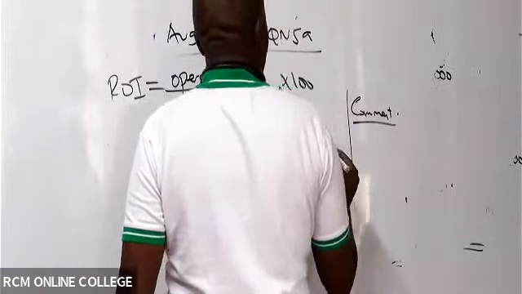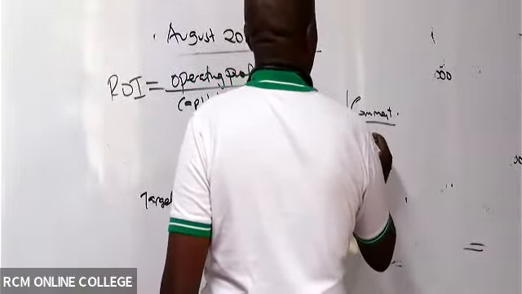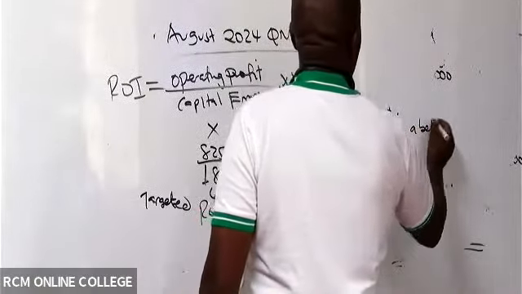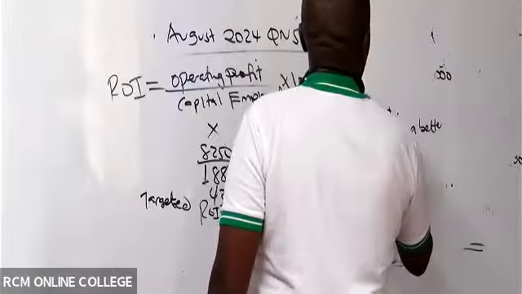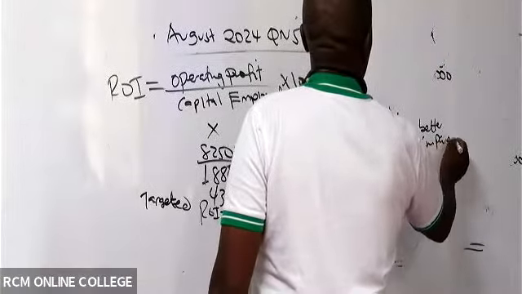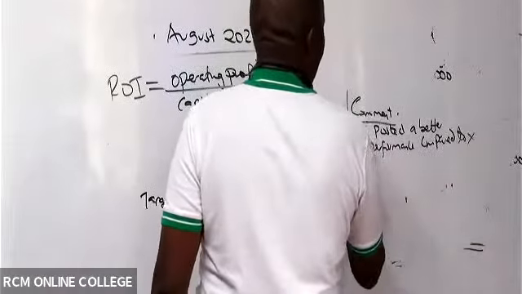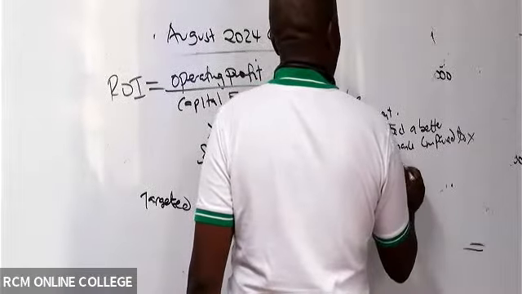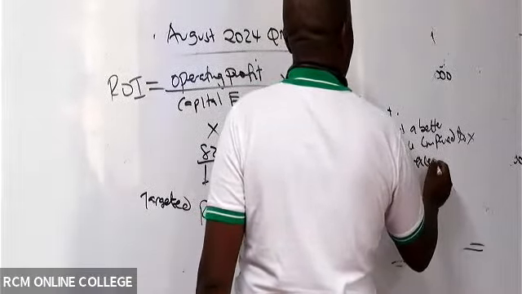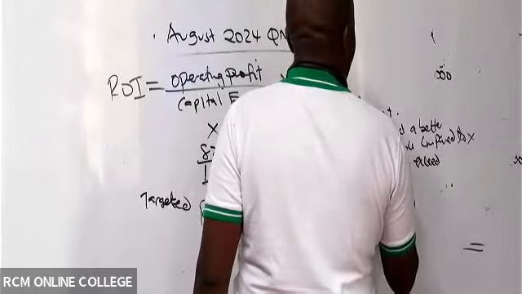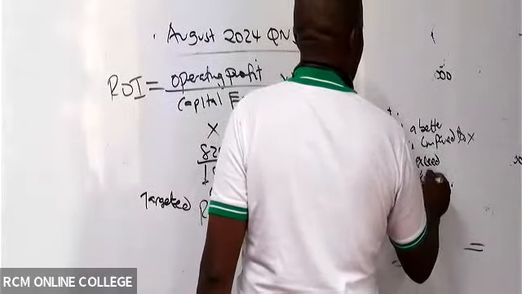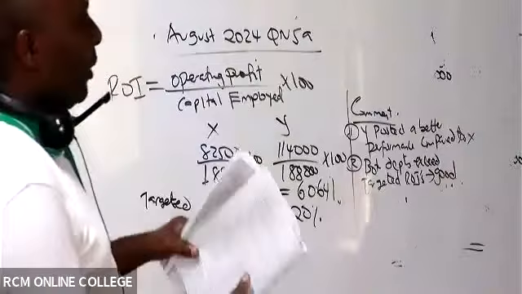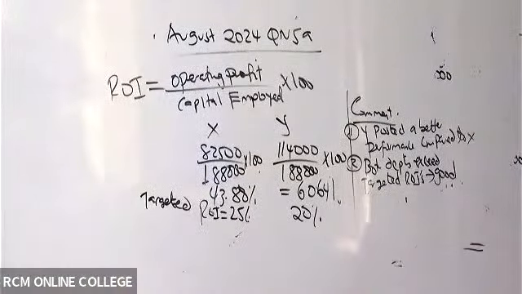So in terms of comment, we are able to see, ladies and gentlemen, number one, that Y posted a better performance compared to X. And number two, that both departments exceeded targeted ROIs, targeted return on investments. Yeah, this is good. Good for the business.